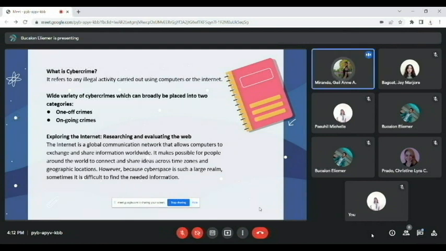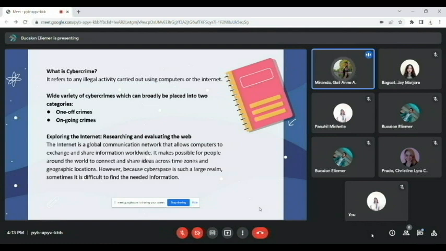Next is cybercrime. What is cybercrime? Cybercrime refers to any illegal activity carried out using computers or the internet. Cybercrime is defined by Techopedia as a crime with the computer as the object of the crime, for example, hacking, phishing, and spamming, or where it is used as a tool to commit an offense, for example, child pornography and hate crimes.